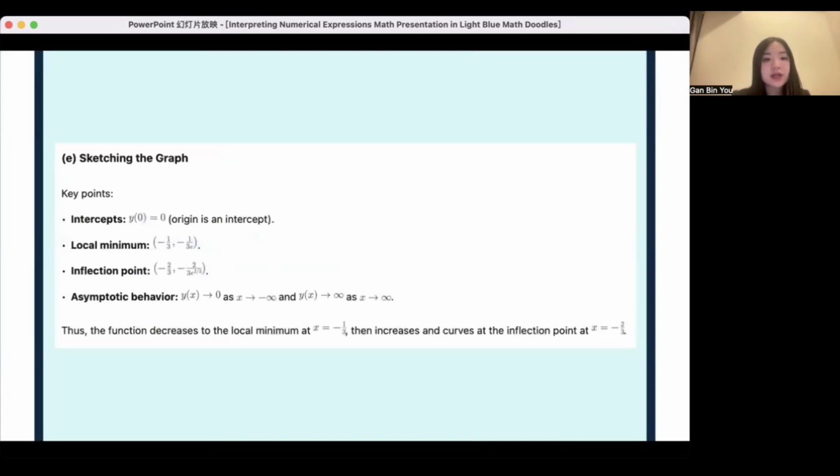And the final question is to sketch the graph. Since we already know the intercepts, local minimum, inflection point, and asymptotic behavior, we can draw the graph according to this main information.